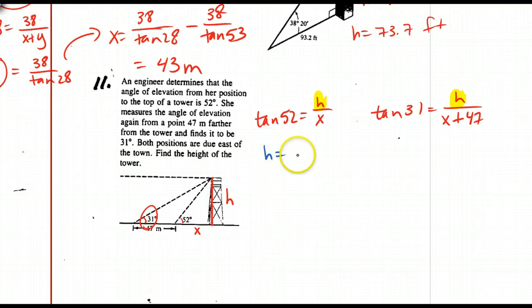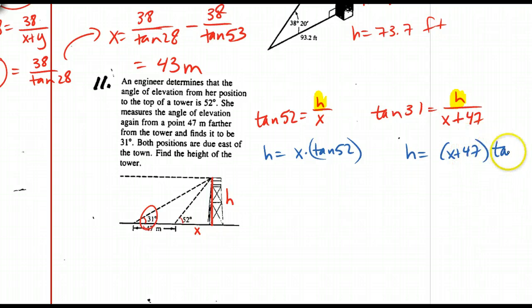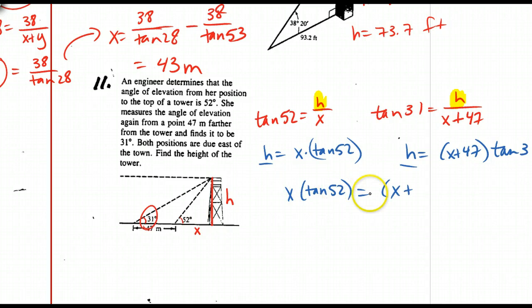h in this equation equals x times tangent of 52. And in this equation, h equals x plus 47 times tangent of 31. Since both of those equations equal h, I can set them equal to each other. x tangent 52 is equal to x plus 47 tangent 31. And now I can solve for x because I only have one remaining variable.